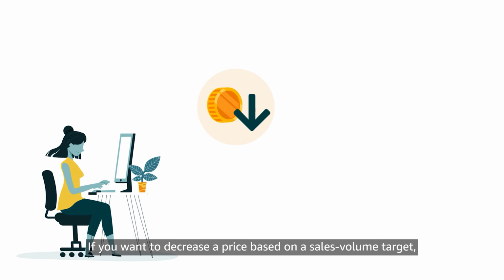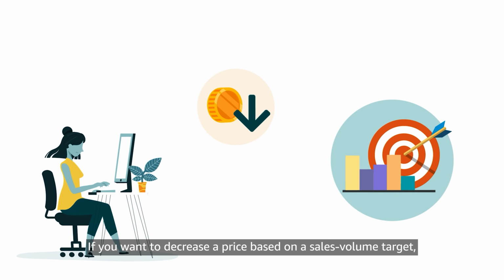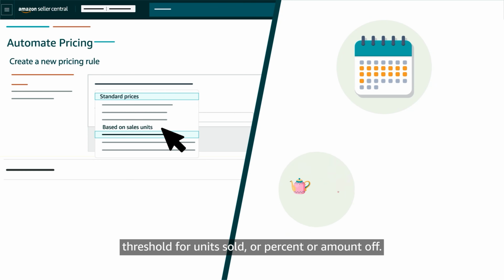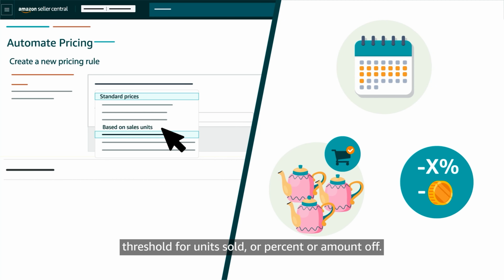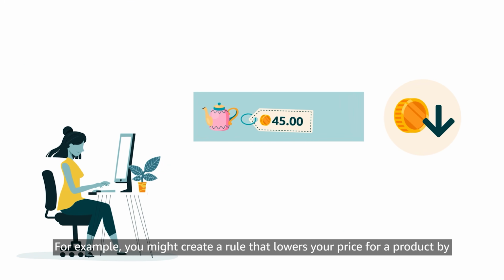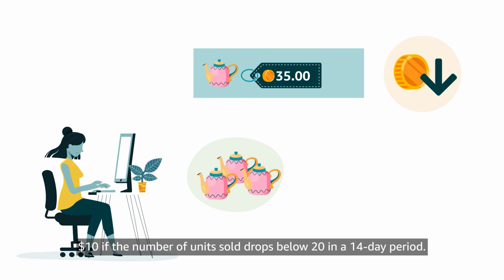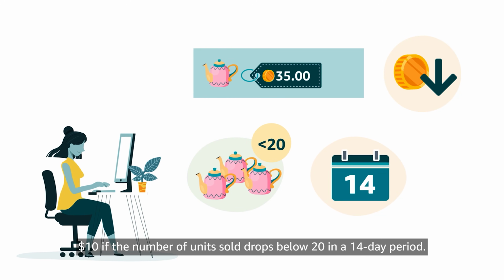If you want to decrease a price based on a sales volume target, you can create a customized rule that defines a time interval, threshold for units sold, or percent or amount off. For example, you might create a rule that lowers your price for a product by $10 if the number of units sold drops below 20 in a 14-day period.